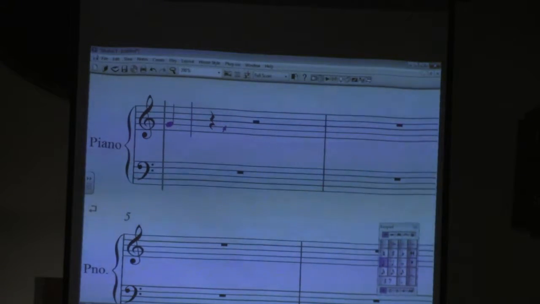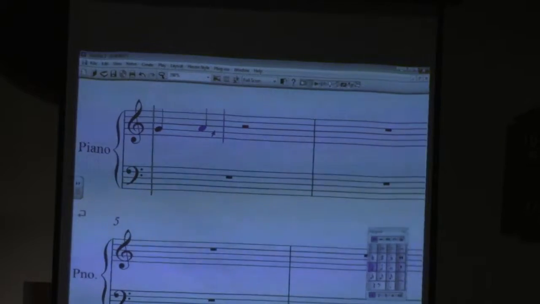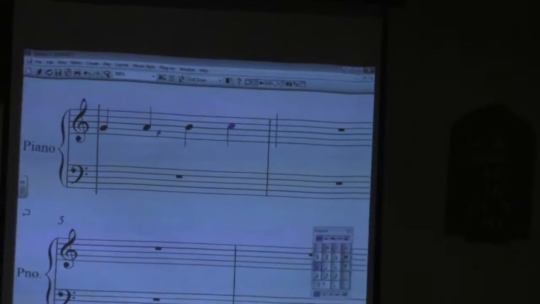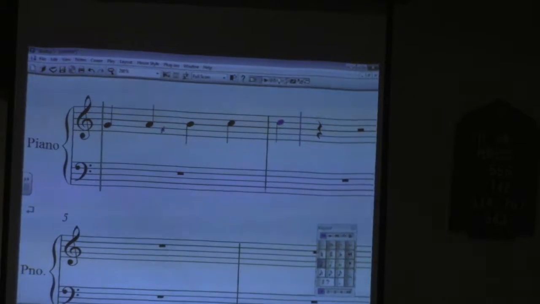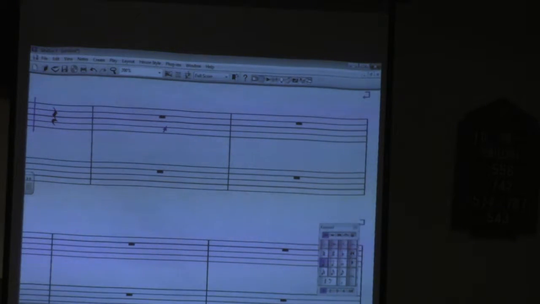Intervals has to include one or more black keys. So A, what's the next note? Tell me. B, next. C. C, next. D. D, E. Now watch. If he plays F, it's going to sound funny to you. Play F. G. Good. Play that scale.